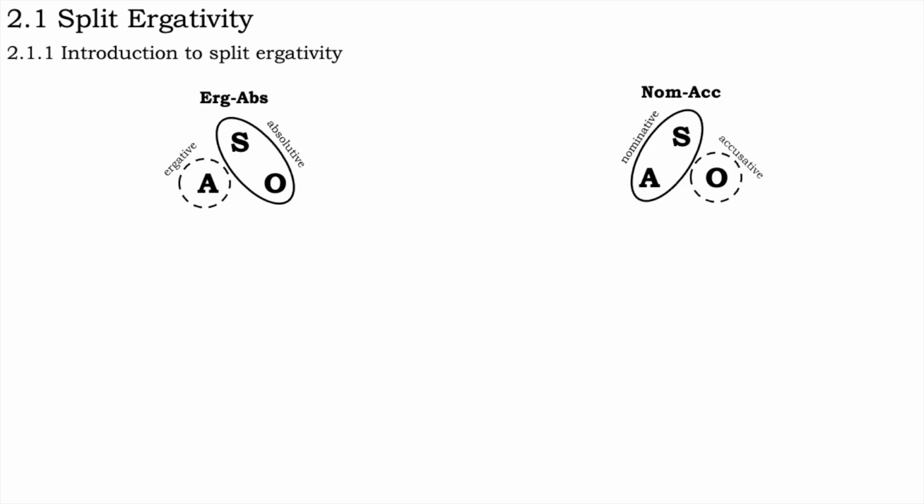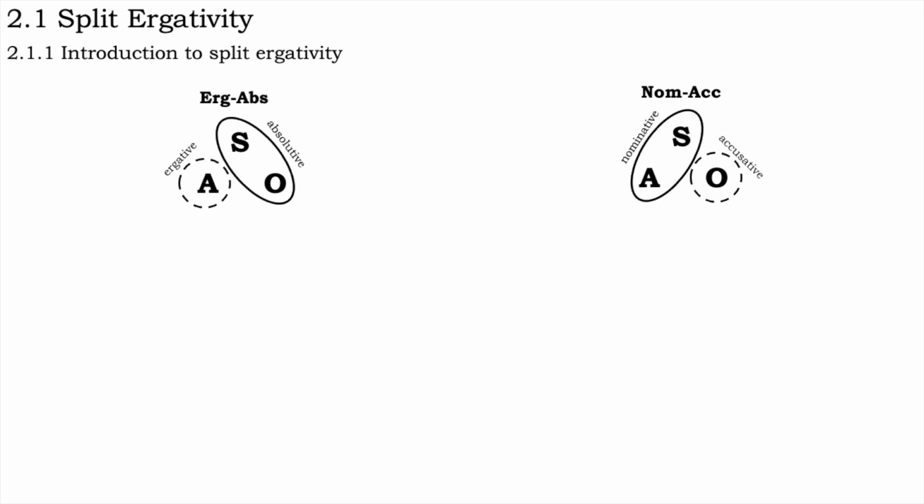Introduction to split ergativity. In the previous parts, I briefly mentioned split ergativity. This term refers to a situation in which an ergative alignment is only used in some situations. There is a split between ergative-absolutive alignment and some other alignment. The other alignment will usually be nominative-accusative, although more complex splits can include tripartite and direct alignments.